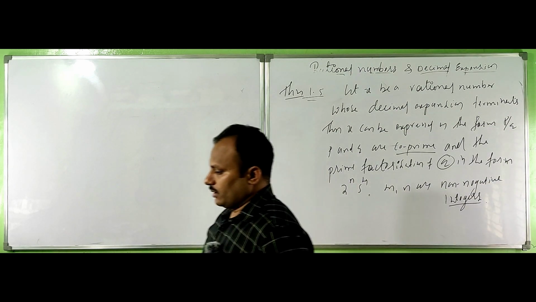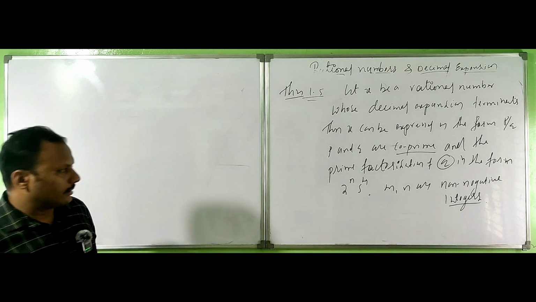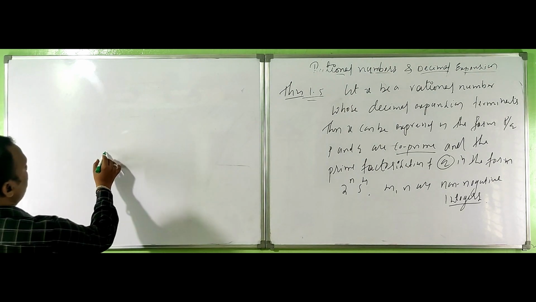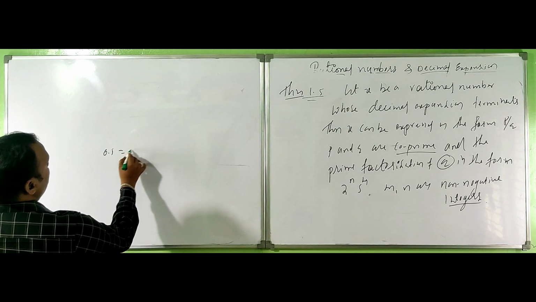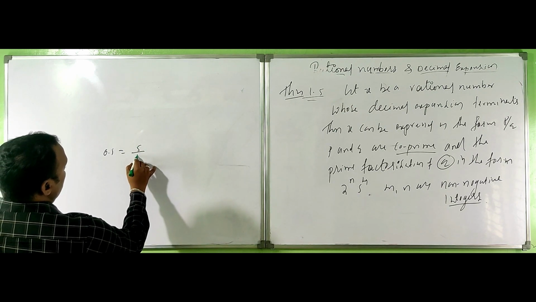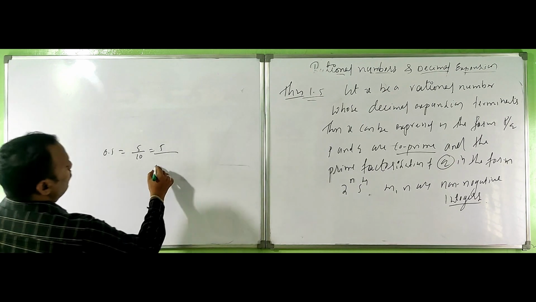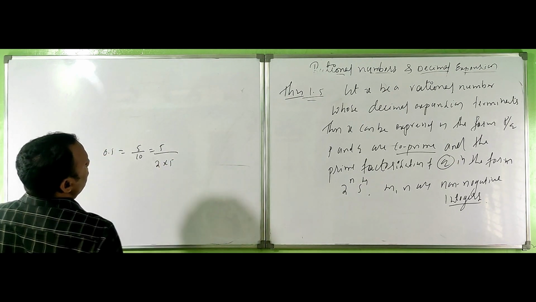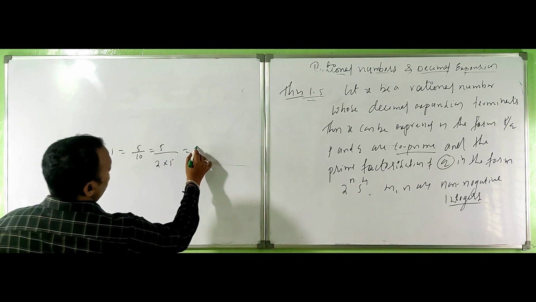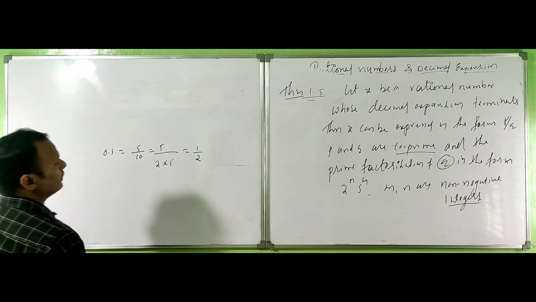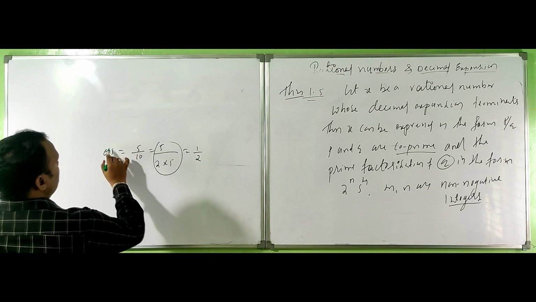Like that, I told you. 0.5 can be expressed in the form of 5 by 10, where you can write 5 by 10 as 1 by 2, which is 1 by 2 into 5, right? This is the form. This is the decimal expansion.